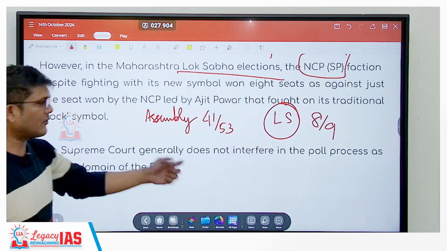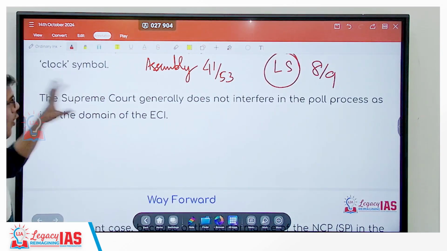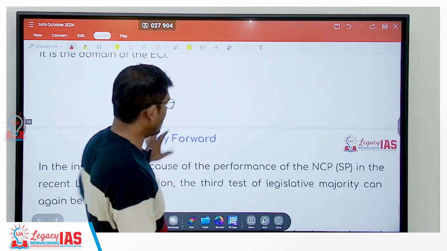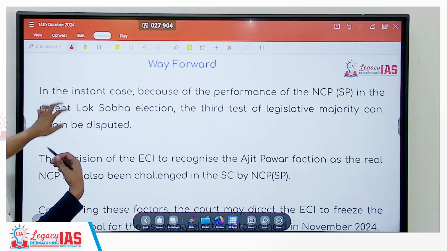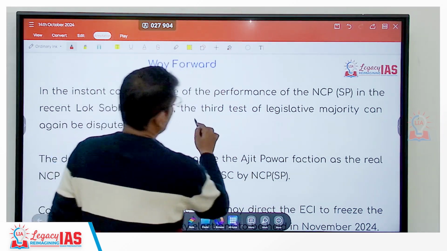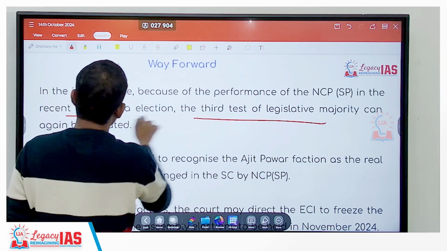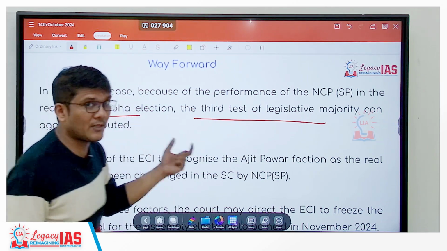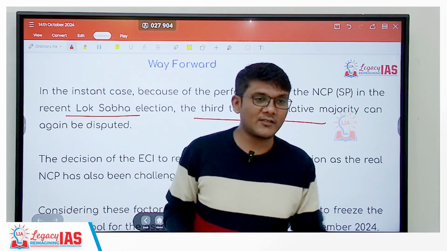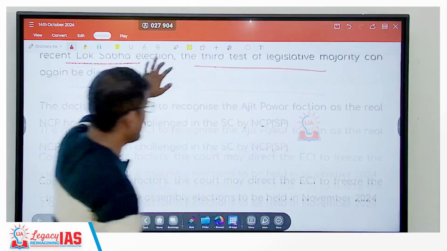As a result, another plea has been filed, and it will be very interesting to see what the Election Commission does over here, and whether the Supreme Court gives a particular directive or not, right? Because there was majority for NCP in the Legislative Assembly, but majority for NCP SP in Lok Sabha. Majority in the sense that with respect to the seats got by the two factions.